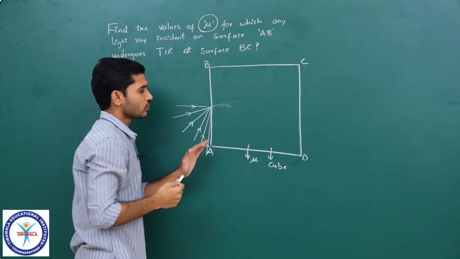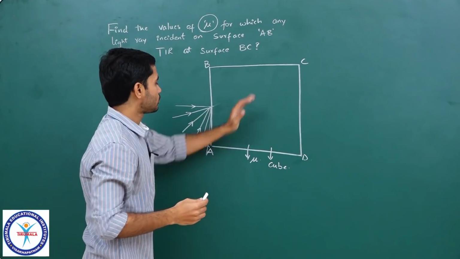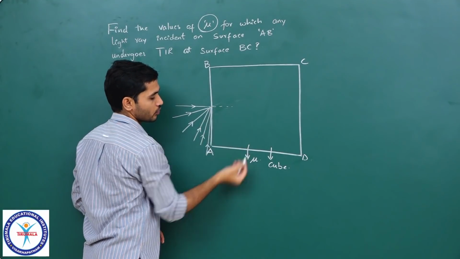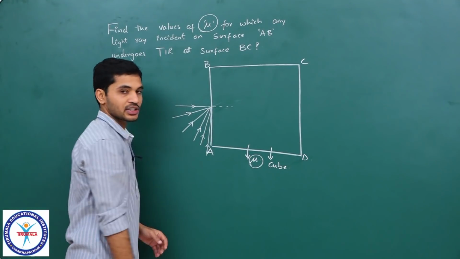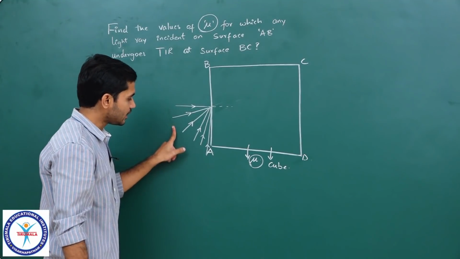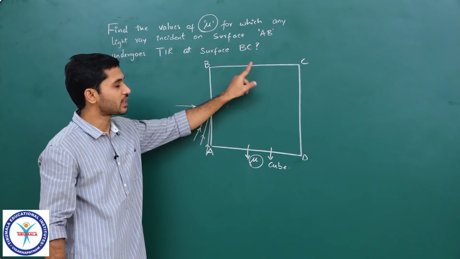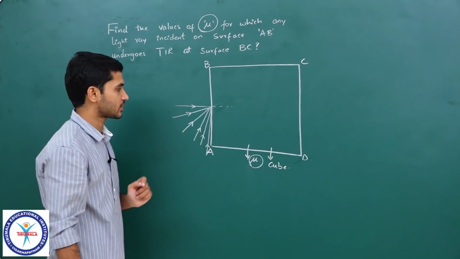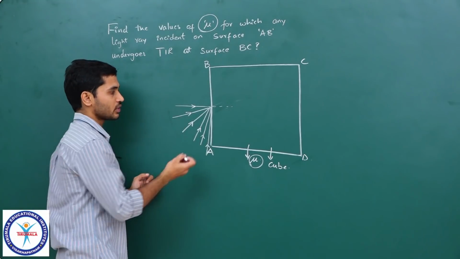Okay. So, now we need to find out a condition for mu, for which any of these light rays is going to get reflected at this surface. Okay. So, let us see what we can do in this scenario.